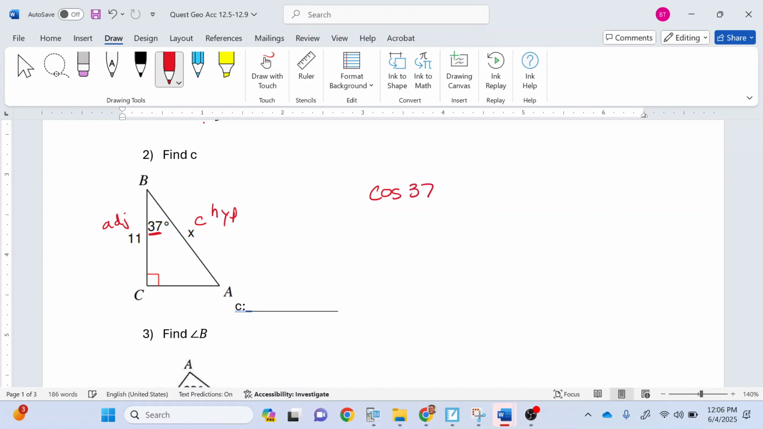Cos 37 equals adjacent, 11, over hypotenuse, x. We need to clean this up, so I times x on both sides. Then I have to clean it up again. I'm going to divide cosine 37 on both sides. So 11 divided by cosine 37 is 13.77. I'll just put 13.8.